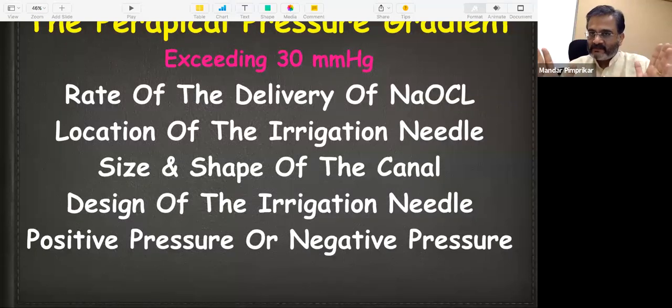Positive pressure or negative pressure, in all other situations where negative pressure is not possible, the canals are too thin or narrow, use positive pressure. Wherever your cannula can go to working length, use negative pressure. That is safest and the most effective way of doing irrigation, because there will be zero extrusion.